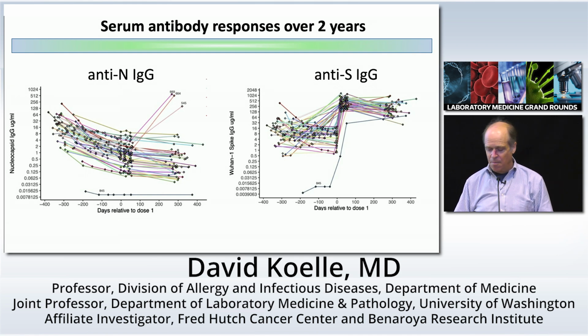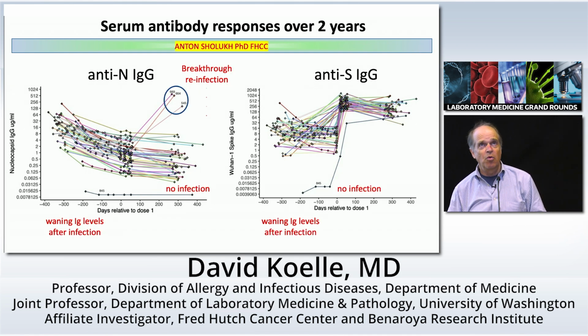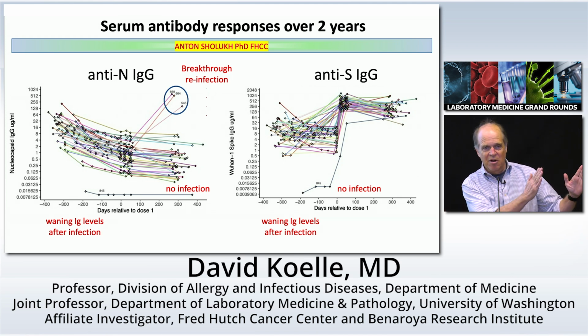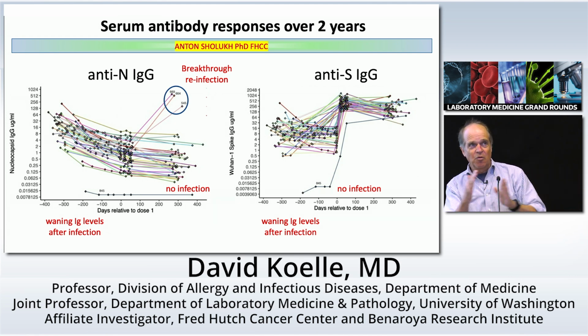And we had great serology support from Anton Scholich over at the Hutch, who had a Luminex or microbead-based multi-antigen ELISA. So he studied all of these samples, hundreds and hundreds of samples, for both anti-N and anti-S over this 2-year time period. And now they're centered. Day 0 in the middle is the day of your first shot. So go backwards in time to those negative numbers where people were sick, and then forward in time is to the end of our study.